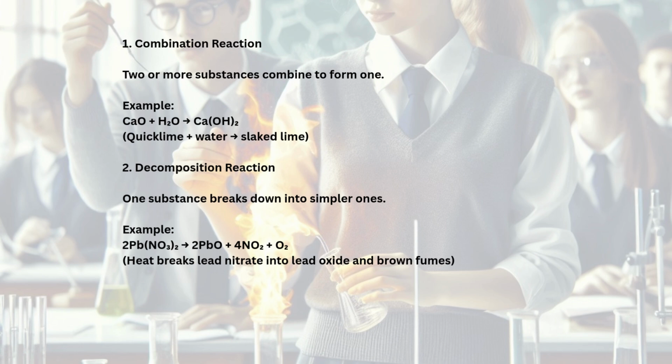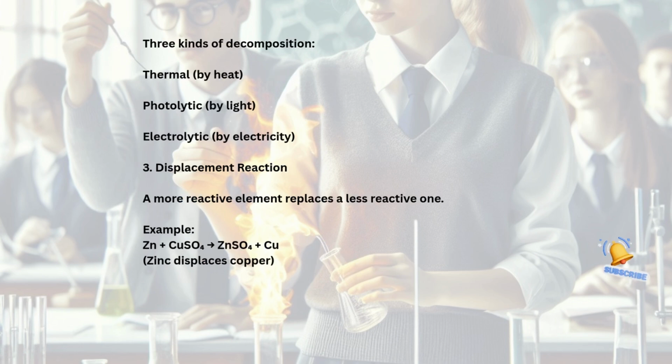Next, number 2. Decomposition reaction. One substance breaks down into simpler ones. Example: 2Pb(NO3)2 gives 2PbO plus 4NO2 plus O2. Heat breaks lead nitrate into lead oxide and brown fumes. Next, 3 kinds of decomposition: thermal by heat, photolytic by light, electrolytic by electricity.